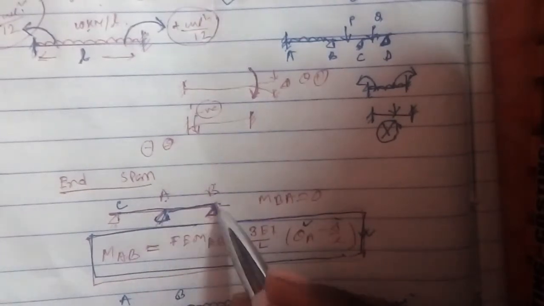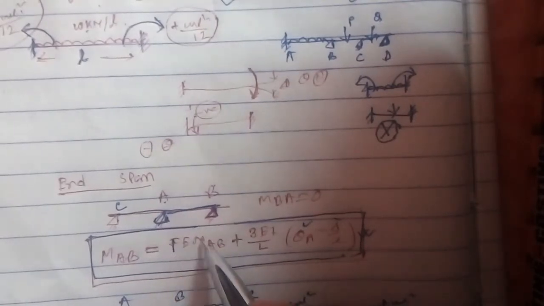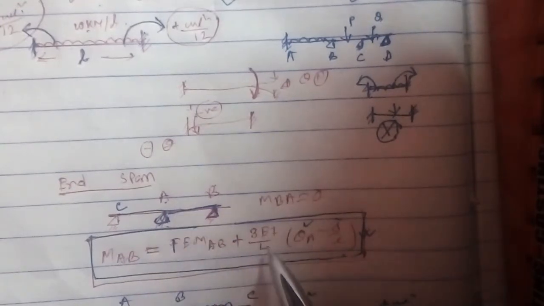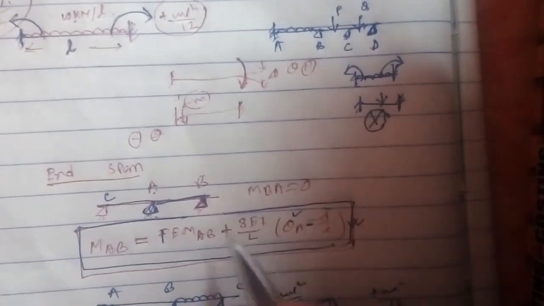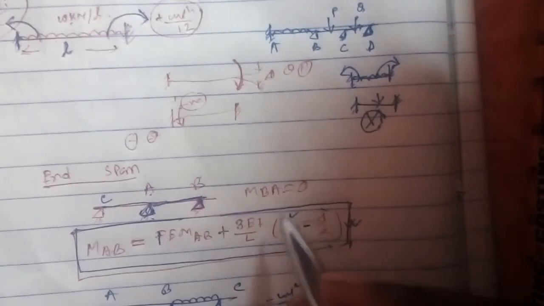For the end span, the formula will be changed. That will be FEM AB, the fixed end moment from A to B, plus 3EI by L into theta A plus delta minus delta by L. So we generally use this equation because here there is only one unknown, theta A.